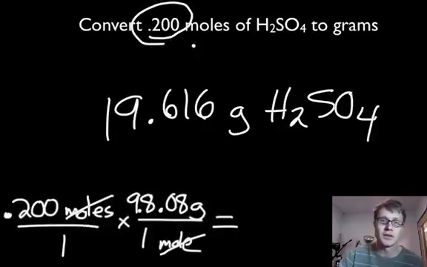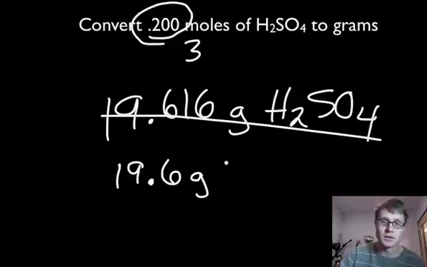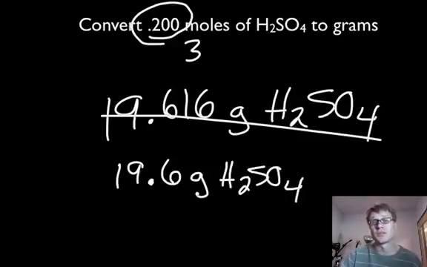Okay, now let's do significant digits. This has how many significant digits? 3, and so this would not be the correct answer. The correct answer would be 19.6 grams of H2SO4. So that's going from moles to grams, and we just simply multiplied it by the number of grams.